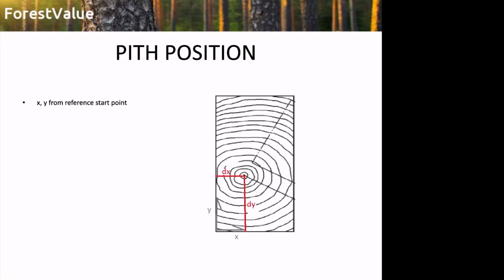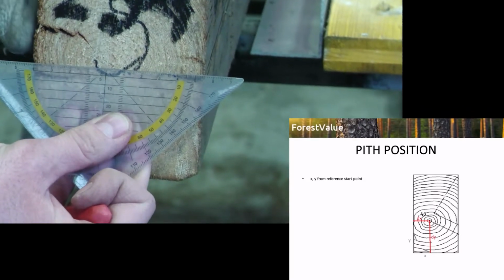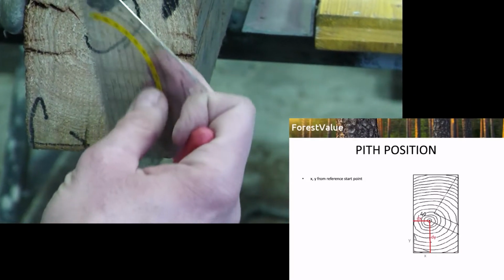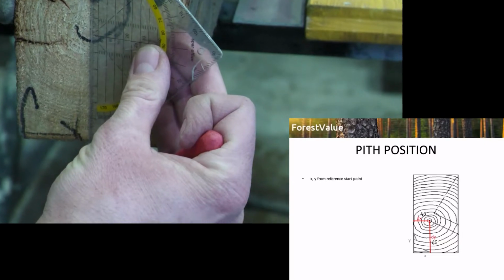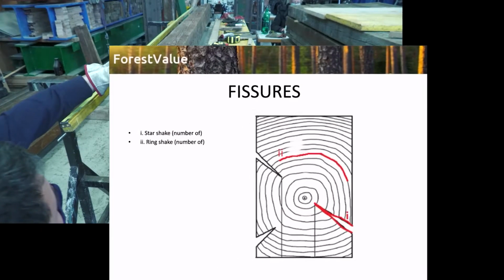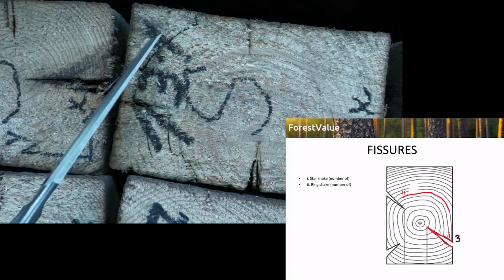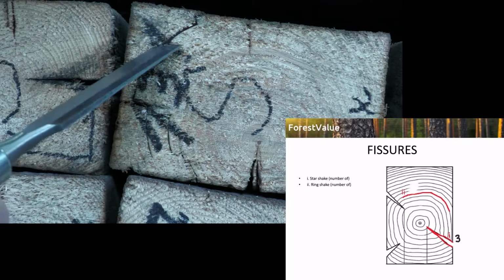The pith position was measured on both ends of the specimen. This was measured from the origin of the cross-section coordinate system as seen in the drawing. Next, we counted the fissures at the ends of the specimen. We counted the star and ring shakes separately.